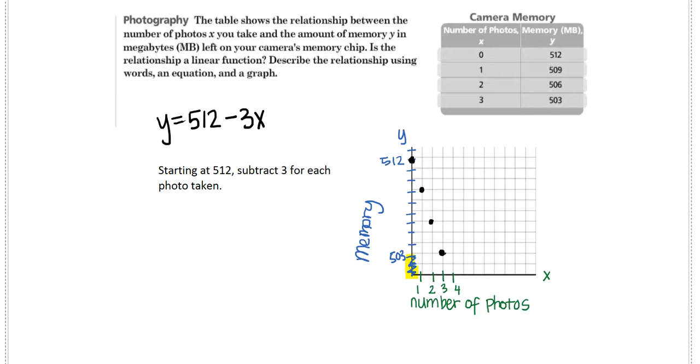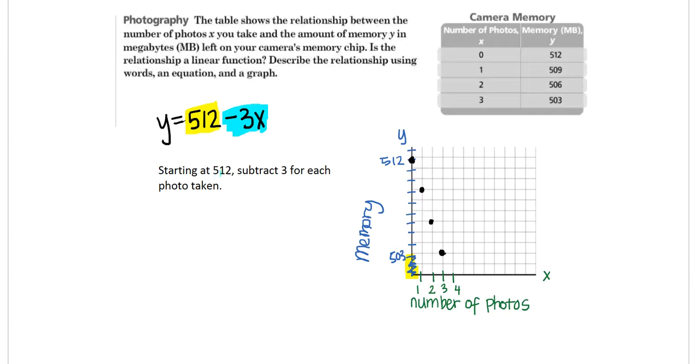So to create an equation, think about what you're starting with. We're starting with 512 megabytes. So no pictures are taken, that's what it starts with. And each time a picture is taken, you're going to lose 3 megabytes. So we're going to subtract 3 times x. Remember that x is the number of photos taken. Okay? So they want you to write it in words.